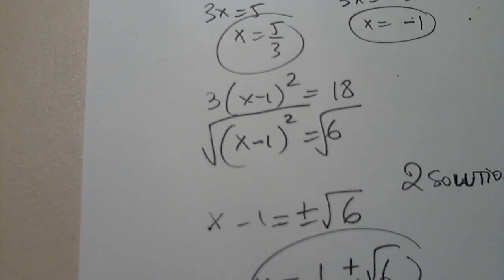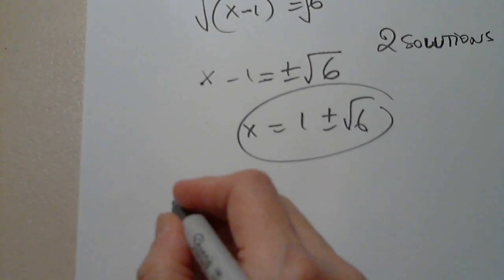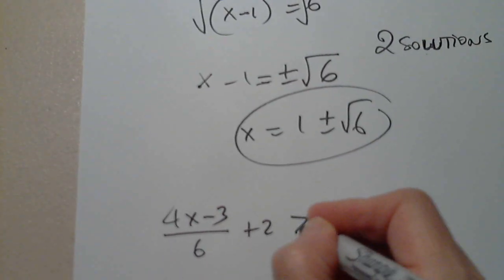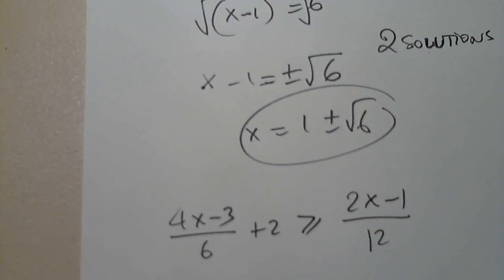Okay, let's look at inequalities now. So where are my inequalities? Linear, okay, they're on page 205. Okay, so let's look at, here's one. (4x minus 3) divided by 6, plus 2, is greater than or equal to (2x minus 1) over 12. Good. Yes, I can clean it up. How?